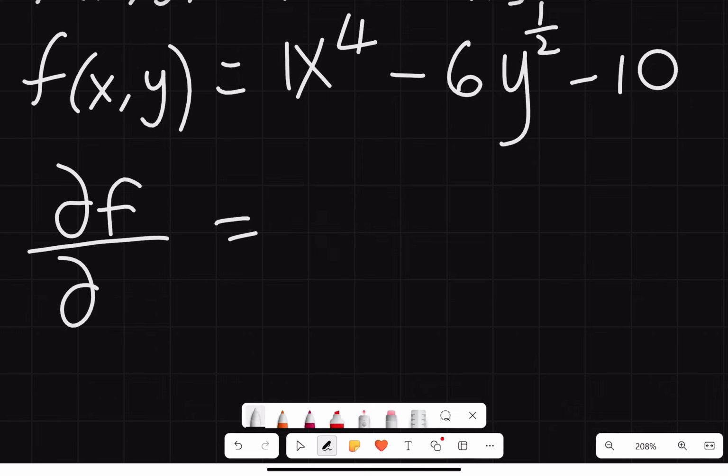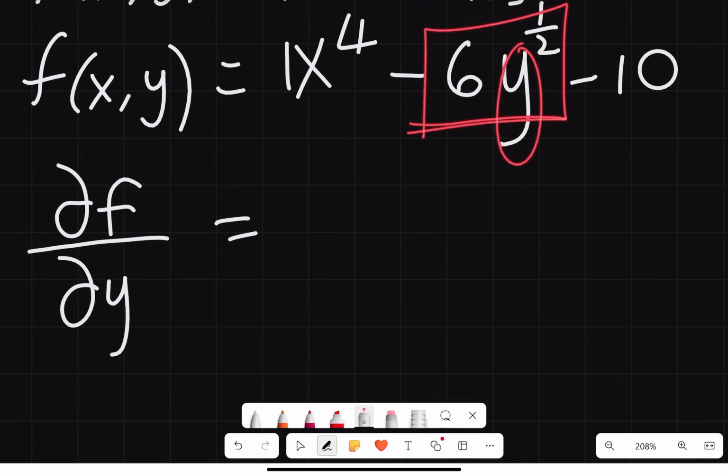Okay, now we're looking for the partial derivative of f with respect to y. So which means now we're treating y as a variable and x as a constant. So any other letter that is there, that is not y, it's a constant. So since we don't have a y here, this is a constant. Also, that is a constant. So the only variable that we have is the y.